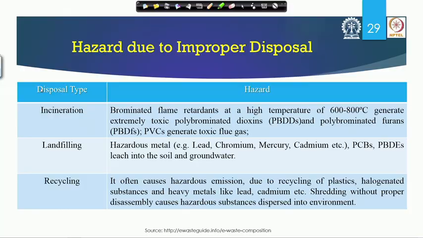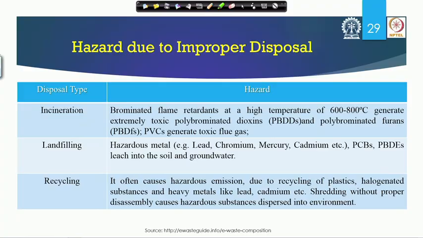So, these are the reasons why we are looking at electronic waste in terms of the different elements and different pollutants present. So, disposal type: what are the major disposal types? Incineration, where things are being burned, many times it is uncontrolled burning of electronic waste.